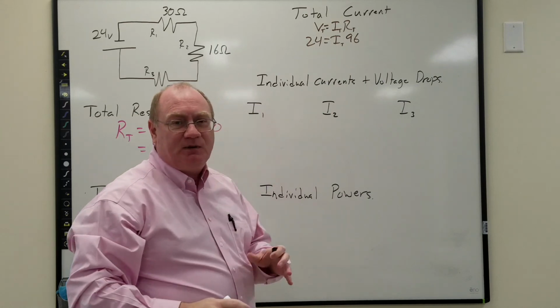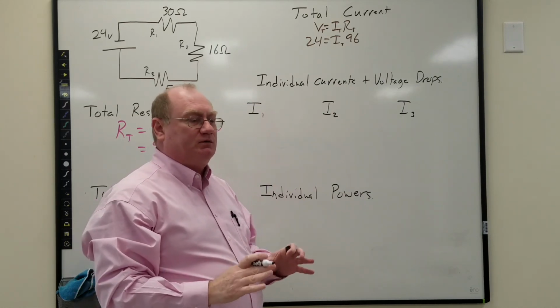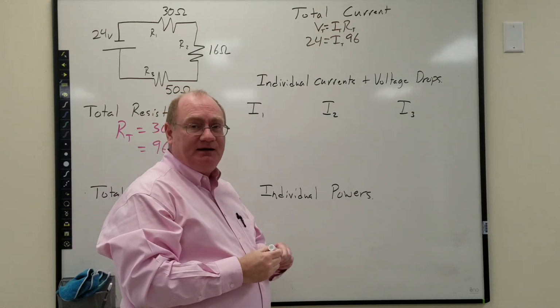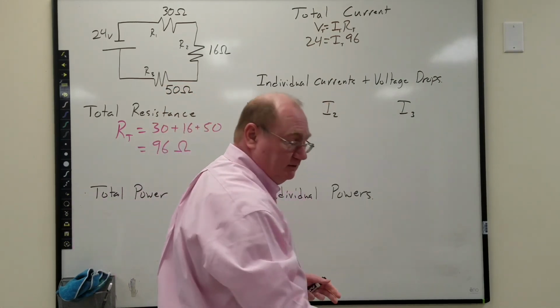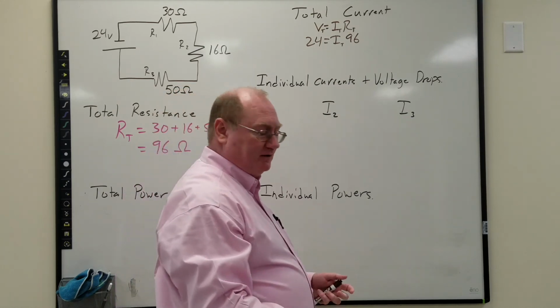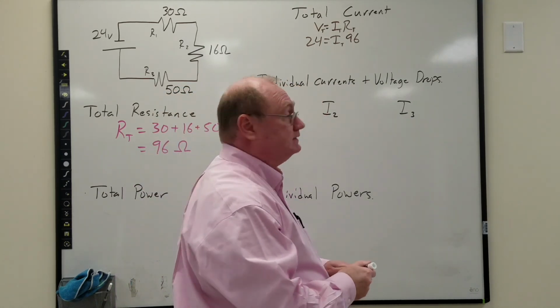Put little t's to represent total so I know what I'm working towards. So in this case, we're simply going to take 24 divided by 96. We do that, 24 divided by 96. We get 0.25 amps of current.